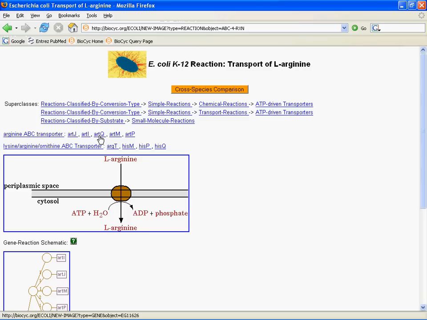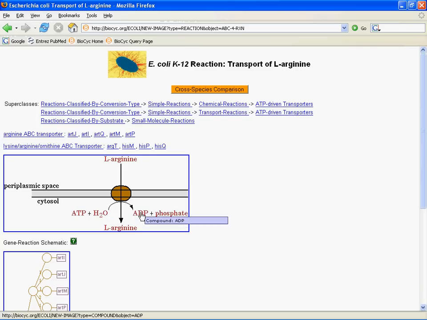In addition, we have this schematic that shows the transport reaction itself. Obviously this is a very schematic representation, it's just meant to give you the basic impression that arginine comes from outside in the periplasmic space into the cytosol. It uses ATP that's inside the cytosol plus water, and in an ATP-dependent manner transports arginine actively into the cytosol.